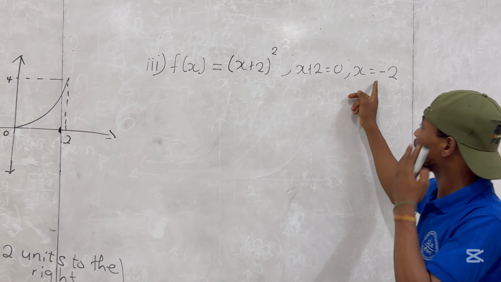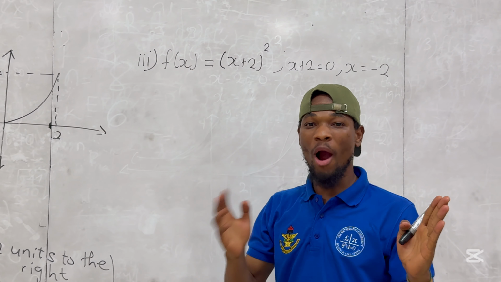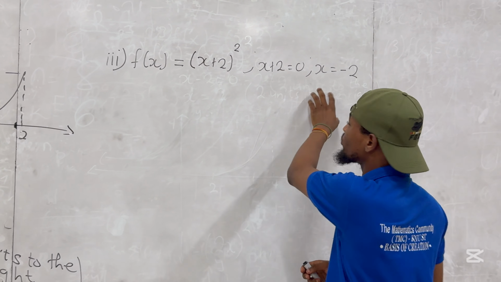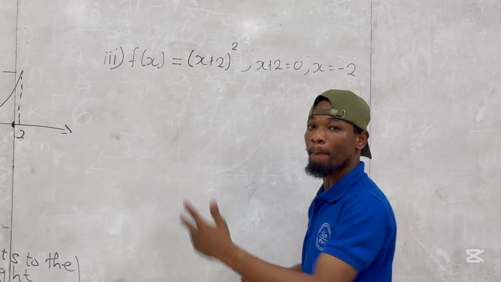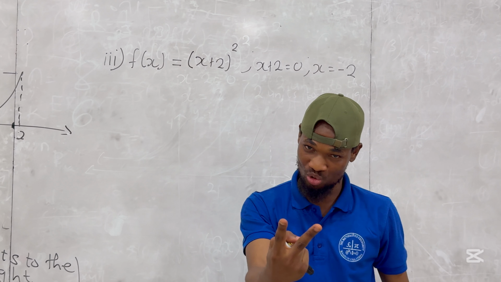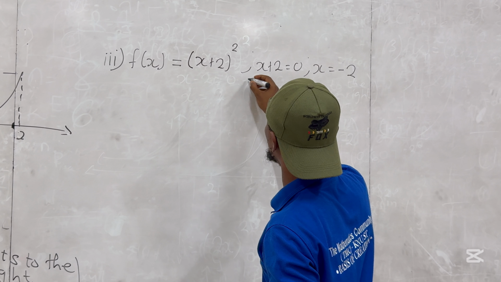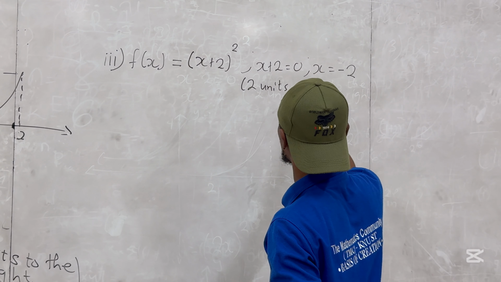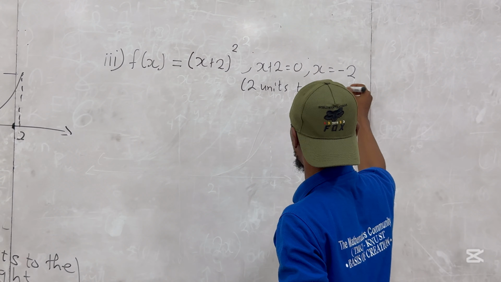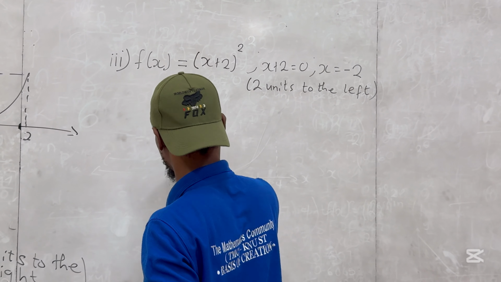So we have x is equal to negative 2. So far as the xy plane is concerned, the graph is going to be shifted to the left by 2 units. So this is 2 units to the left. When you just graph it, I have this way.